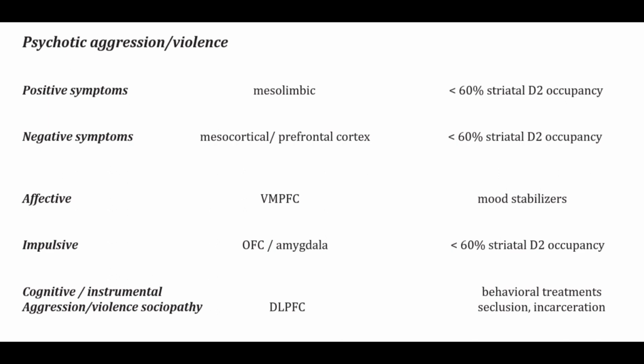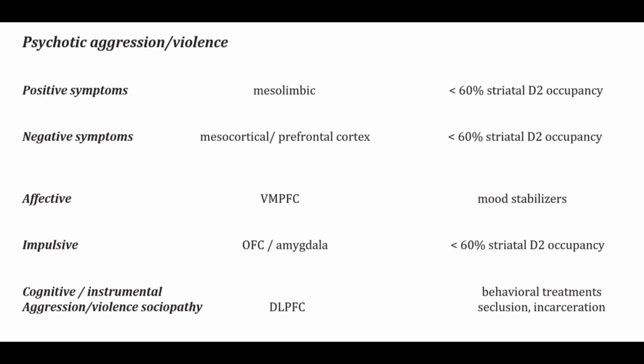This chart shows various brain areas related to psychotic aggression and its clinical remedy. Psychotic aggression in positive symptoms is related to mesolimbic area, and the remedy is to increase the striatal D2 occupancy more than 60%. Psychotic aggression in negative symptoms is related to mesocortical and prefrontal cortex area, and the remedy is the same as with positive symptoms. Psychotic aggression in affective disorders is related to VMPFC, and the remedy is mood stabilizers.